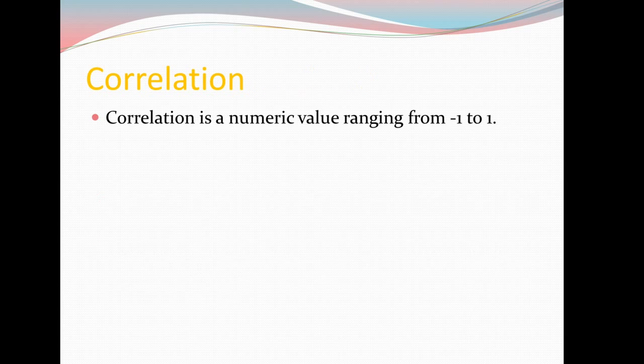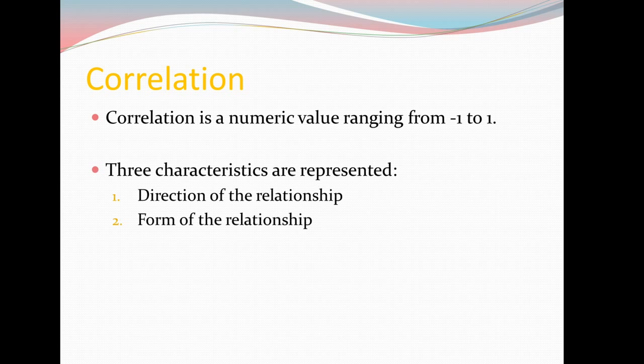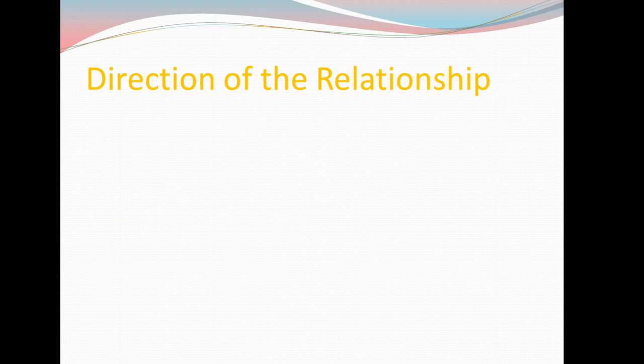So it's a numeric value ranging from -1 to 1, and it has three characteristics. It will tell you the direction of the relationship, whether there's a negative sign or a positive sign, the form of the relationship, and then also the strength and the consistency of the relationship. So what does that mean?